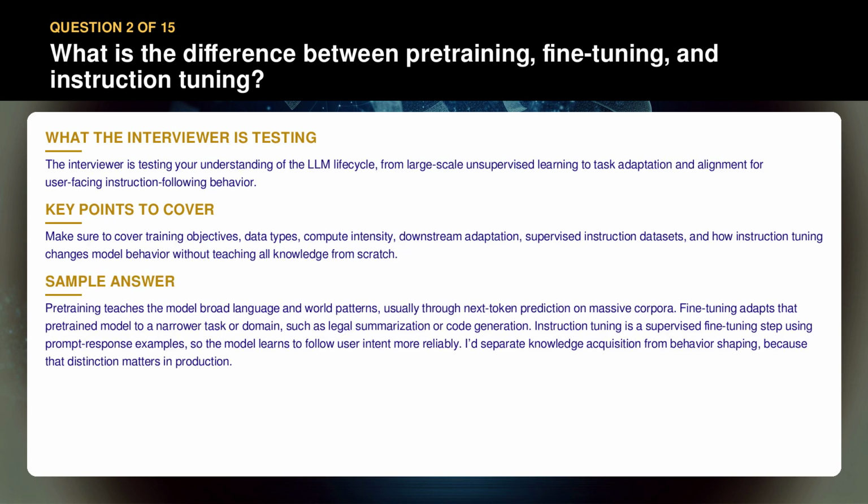Pre-training teaches the model broad language and world patterns, usually through next token prediction on massive corpora. Fine-tuning adapts that pre-trained model to a narrower task or domain, such as legal summarization or code generation. Instruction tuning is a supervised fine-tuning step using prompt-response examples, so the model learns to follow user intent more reliably. I'd separate knowledge acquisition from behavior shaping because that distinction matters in production.